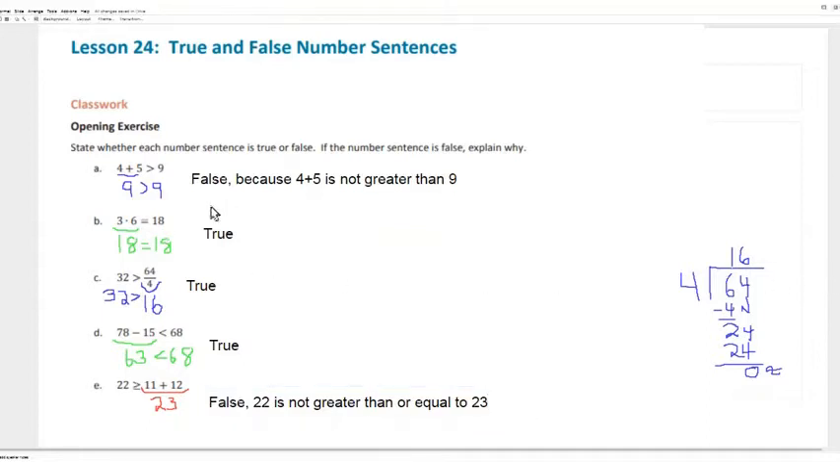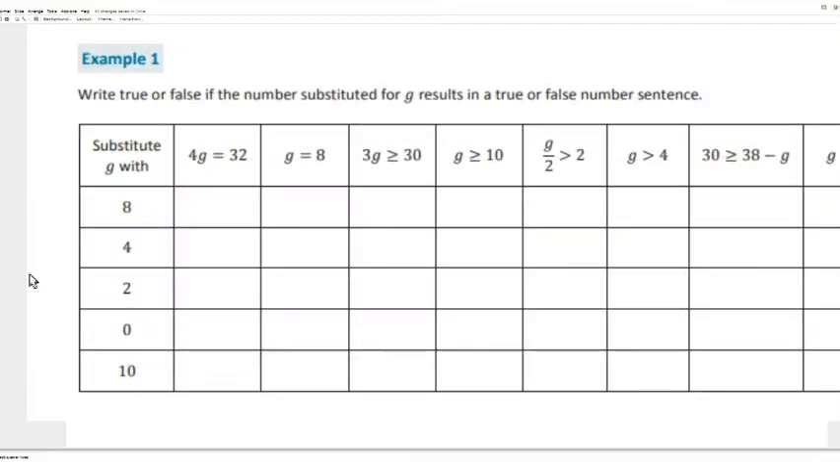All right, so that's what we're talking about today. We're going to deal with these equations and inequalities, talking about whether these statements are true or false. So we look down at the next one, you see this table here. It simply says, write true or false if the number substituted for G results in a true or false statement. So look at the left side here. Here are all different types of values for G.